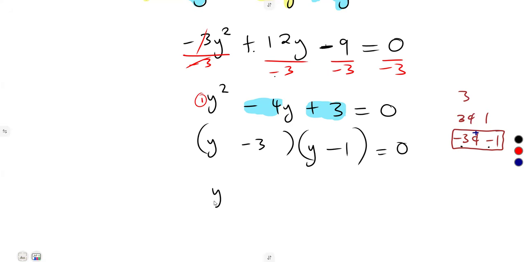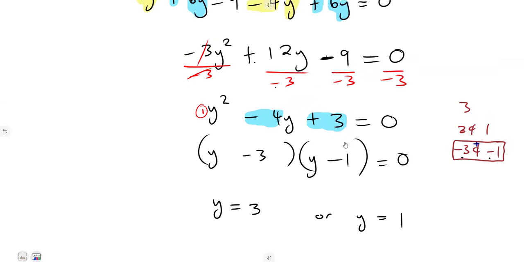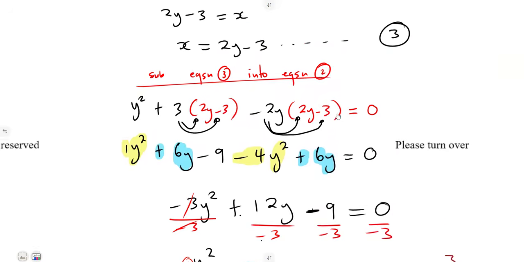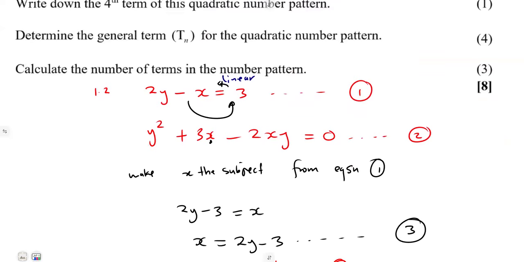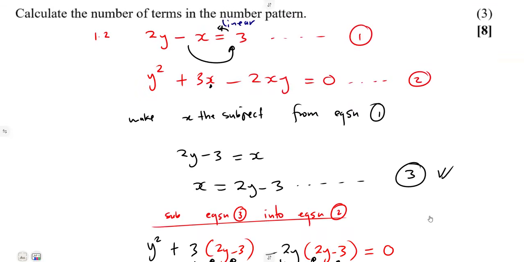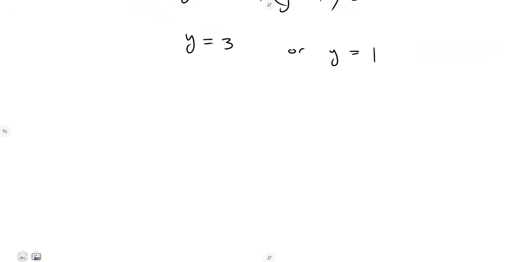Two brackets equal to 0 means one of these is equal to 0. So y will be equal to a positive 3, or y is equal to a positive 1 on the other side. So these are the values of y that you have obtained. To find the values of x, you can simply substitute back into equation 3, where we have made x the subject of the formula, remember. We have x as the subject in equation 3, so you can find x from there. All right. So here we're going to find the values of what?